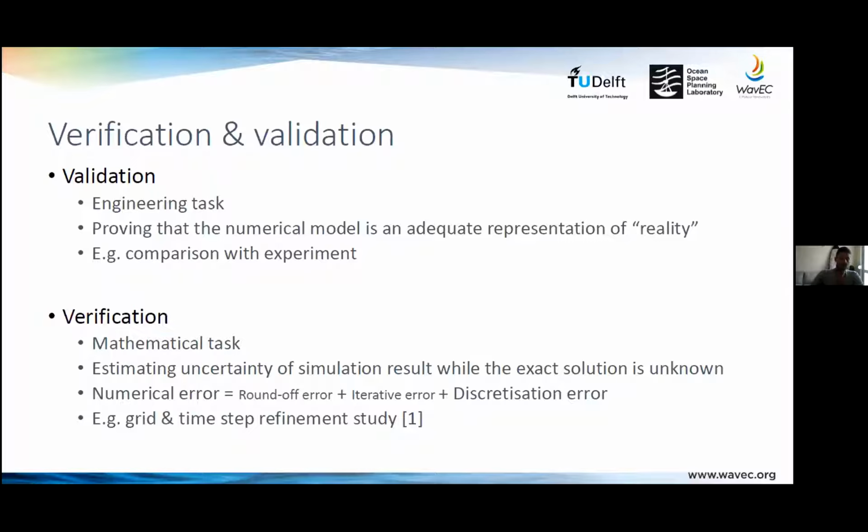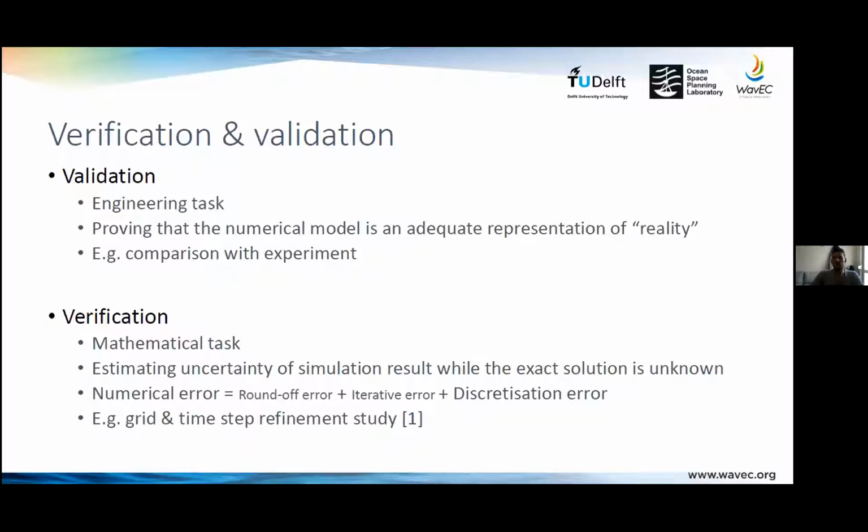Now, regarding verification, this often seems to be a bit overlooked, and that is why we want to highlight it here. Verification is a purely mathematical task that has the objective to estimate the uncertainty of a numerical result. We typically don't even know the exact solution, but at least we want to specify an interval in which we are confident that our results lie.